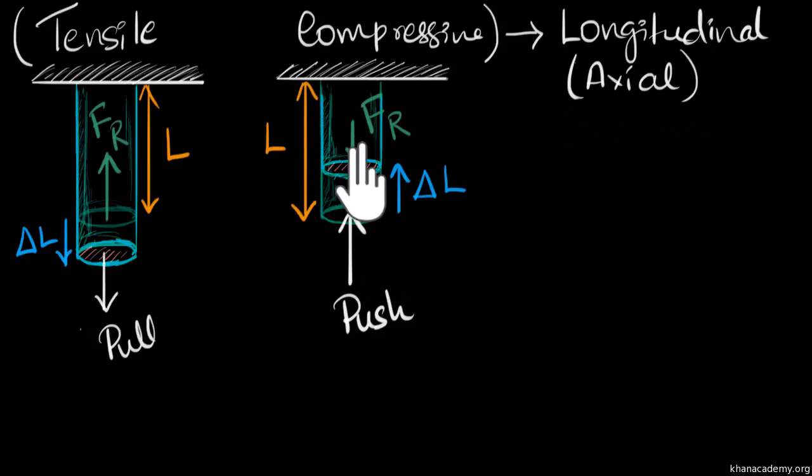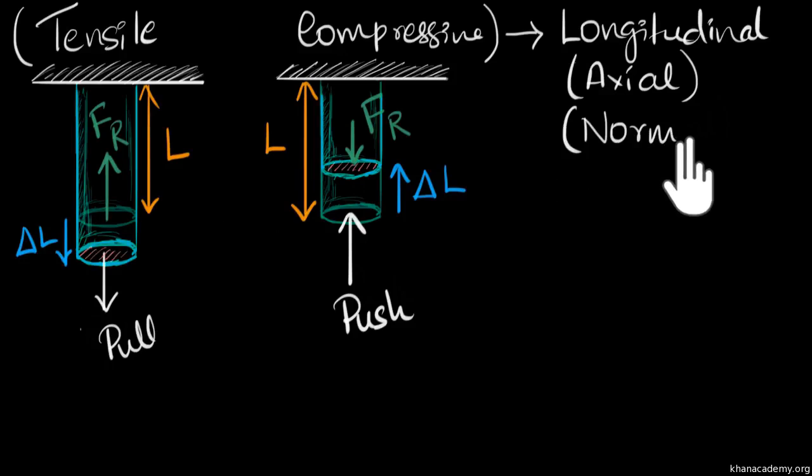Another thing to notice is that this restoring force in both the cases is perpendicular to the area. Can you see that? It's perpendicular to the area of cross-section. And therefore, the longitudinal stress is also sometimes called normal stress. Normal, because normal stands for perpendicular. It's telling us that the restoring force is perpendicular to the cross-sectional area.